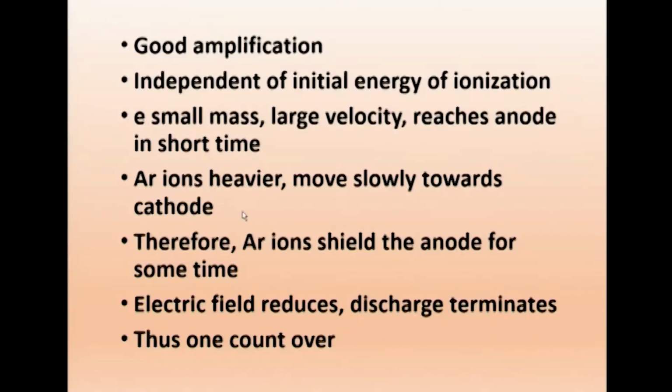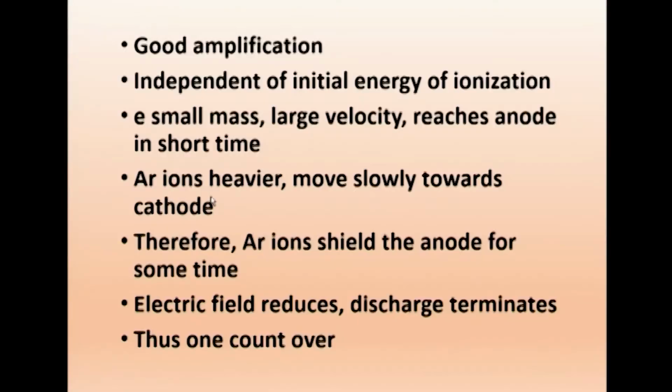Now, the air ions are heavier. Just imagine we have got air, and one electron is removed, which is very light. So, it moves fast. This one, with the same potential only, because it has got larger mass, it will move slowly. So, air ions are heavier, therefore they move slowly towards the cathode. Therefore, air atoms shield the anode for some time.